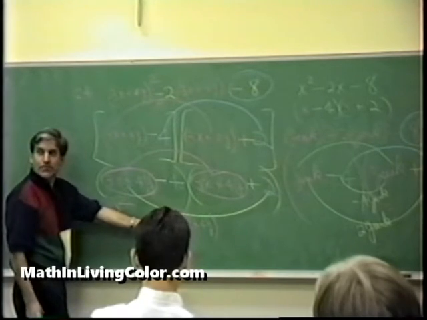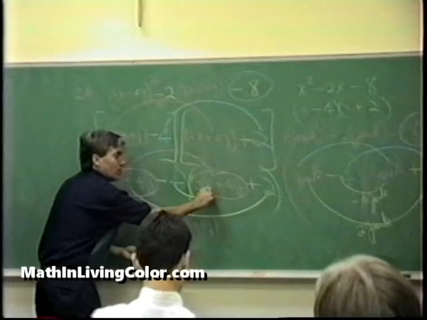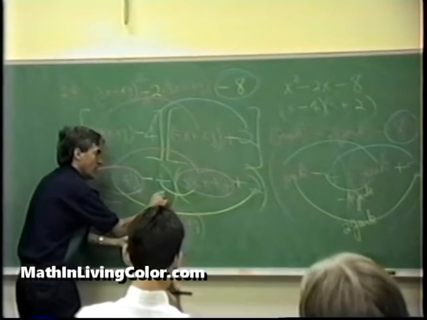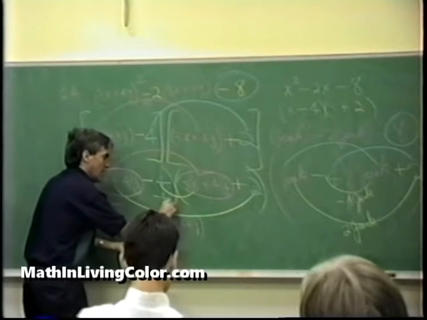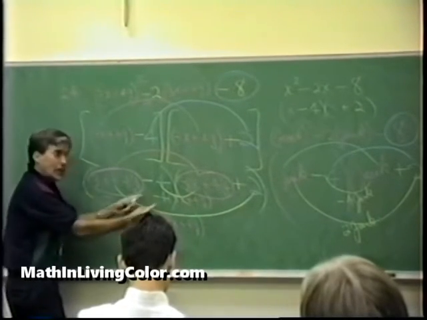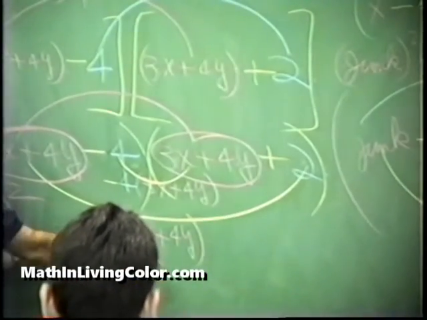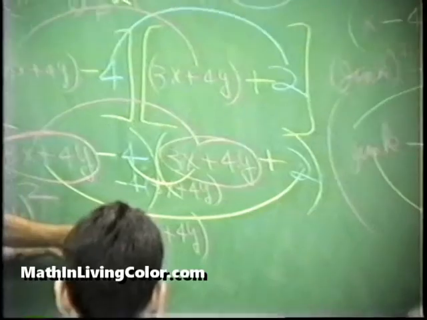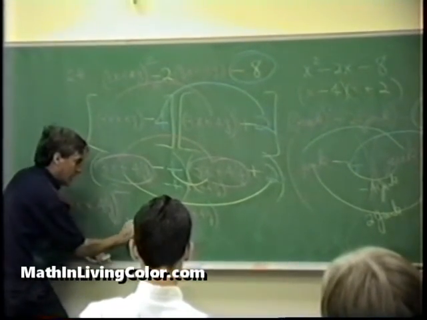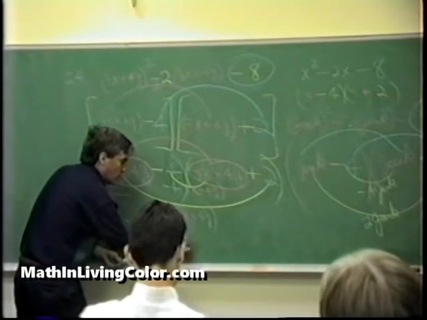Do you know why I want you to leave it like that? Because what's the inner times inner? Negative 4, right? Negative 4 times the quantity of 3x plus 4y. You see that? So they're like terms, aren't they? Negative 4 of these guys and plus 2 of those guys. How much is that all together? Negative 2 of those guys. So that would be, write it down, negative 2 times the quantity of 3x plus 4y.